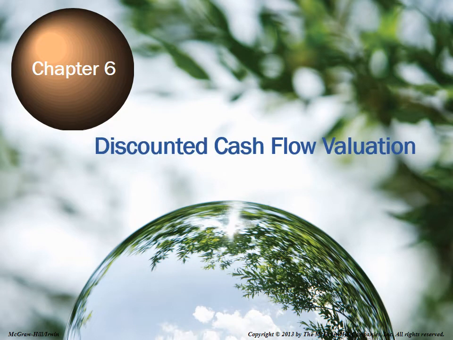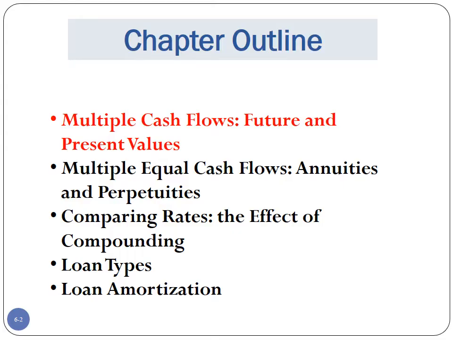Welcome to our second video lecture for week 8, chapter 6, discounted cash flow evaluation. As we can see in this chapter, we are continuing the topic of time value of money from the last chapter, chapter 5. We're going to be looking at multiple cash flows, future and present values, multiple equal cash flows, which are annuities and perpetuities.